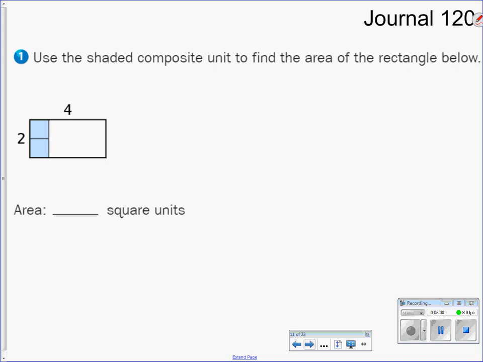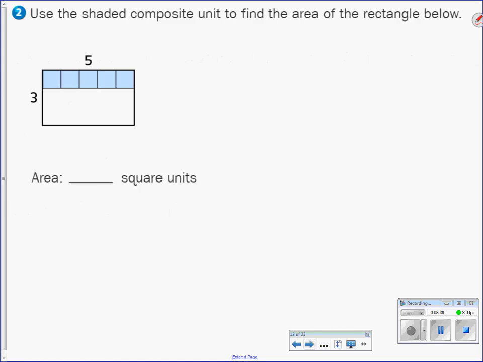All right, you're going to use the shaded area composite unit to find the area of the rectangle below. So this is a 2 by 4 rectangle. So I want 2 rows and I need 4 in each row. So there's my 2 rows. Okay, and now I got 4 in each row. So I can count up 1, 2, 3, 4, 5, 6, 7, 8. So my area is 8 square units. I knew with this composite that I just had 2 rows and I was going to put 4 in each row.